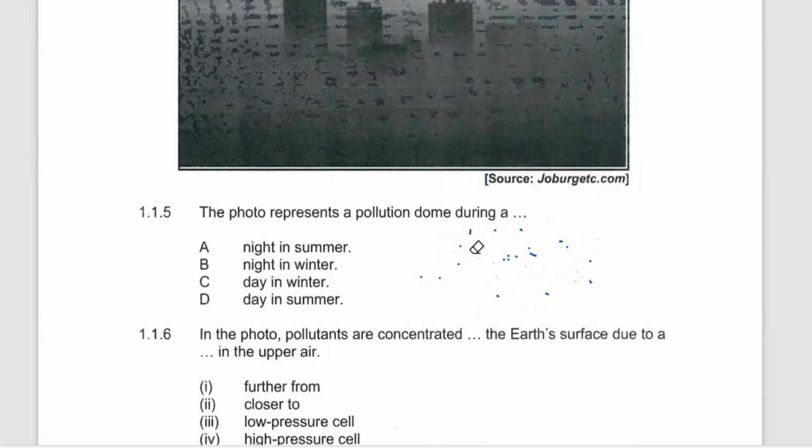So using that explanation, let's go to find out the relevant responses to the given set of questions. Our first question is saying the photo represents a pollution dome during, we have explained that is a night situation. Because of the concentration of the pollutants, we can ultimately justify that the pollutants are concentrated, and that will happen during the night.